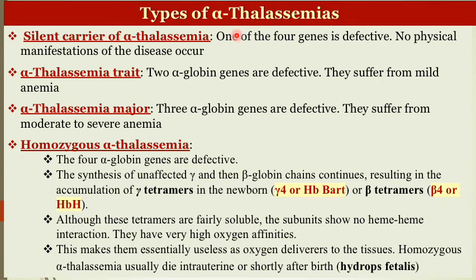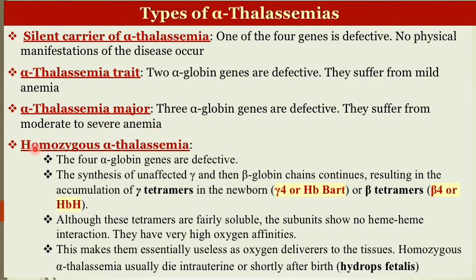Of the 4 copies, only one is mutated, and the patient is only a carrier and does not suffer from any disease. Then we have alpha thalassemia trait: 2 genes are mutated out of the 4, and the patient suffers from mild hemolytic anemia. Then hemoglobin H disease: 3 genes are mutated, and the patient will suffer from severe anemia.